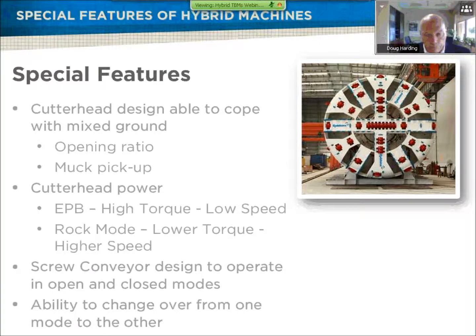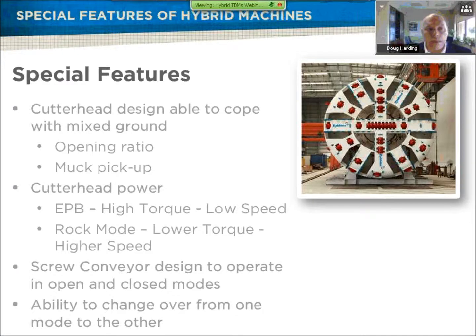getting advance. So we have to have a cutter head drive system that can operate both in high torque, low speed, and lower torque, higher speed. And we're going to explain a little bit how we do that. Screw conveyor designed to operate both in open and close mode. So the screw typically is sized that it can run in semi-open mode, meaning it's not completely full of material.